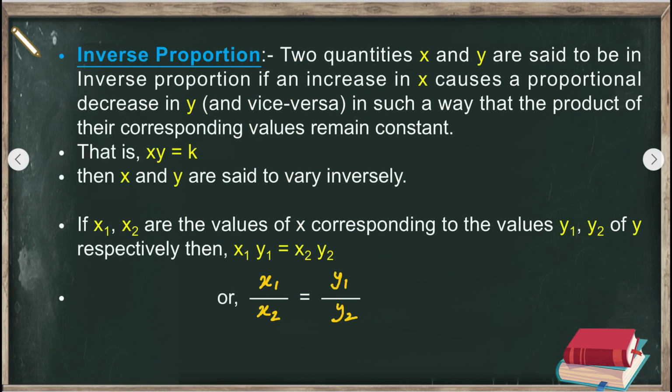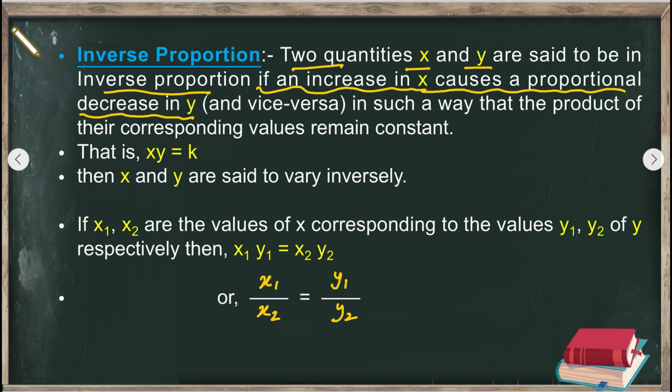Let's understand this definition now. Two quantities x and y are said to be in inverse proportion if, listen to this carefully, an increase in x, that is if we increase the quantity x, causes a proportional decrease in y.